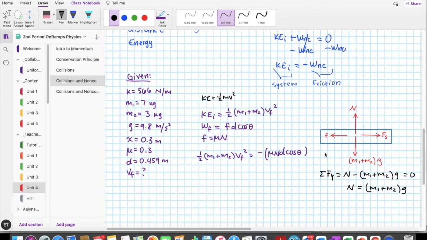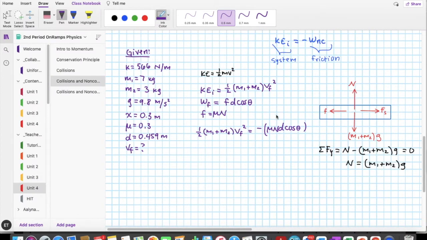And now we know the normal in terms of stuff that we have, m1, m2. The next thing we have to do is substitute. So we'll have 1/2 (m1 plus m2) v final squared. Again, this is the final velocity, just so that it matches the collisions notation. Truly, it would be the initial velocity right after the collision, but I want you to have this one because this is the velocity of the masses moving together. Okay?